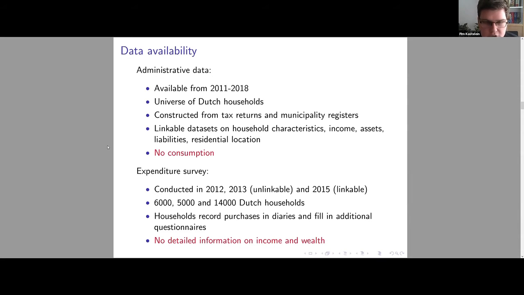Now, I have the expenditure survey that has different waves. In recent years, it has only been conducted in 2012-13, where it was unlinkable with the administrative data, and 2015, where it was linkable. The order of magnitude here is not in the millions of observations, but only in the thousands. And these are very typical expenditure surveys where households are recording their purchases in diaries, and at the end of the year, they fill in some additional questionnaires. Crucially, what's important is that I don't have detailed information on income and wealth.